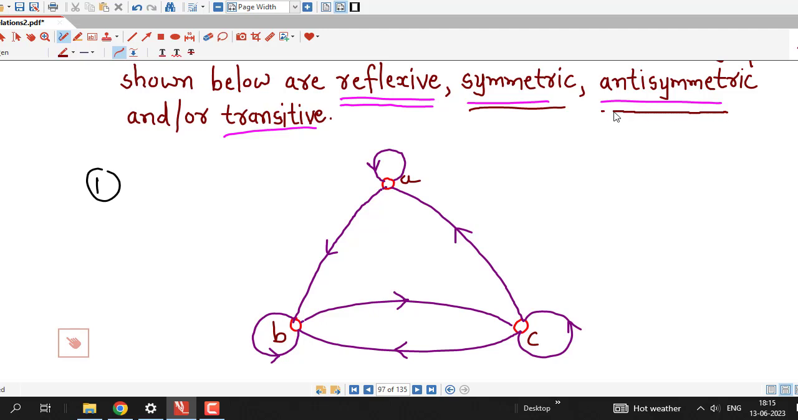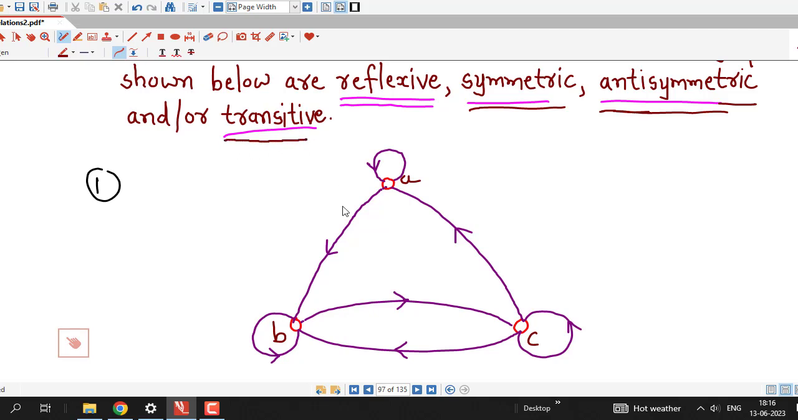For antisymmetry, we require that there must not be any reverse arc or reverse edge between two vertices. So here we can see between B and C there are two edges, or there are edges in both the directions. If relation is antisymmetric, then there must be an edge between two vertices which is having only one direction, or there must not be any reverse arc between two vertices. So here, because there are edges in both the directions for vertices B and C, therefore this relation is not antisymmetric.